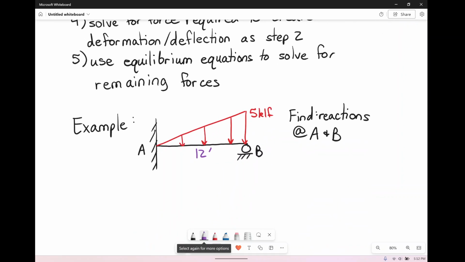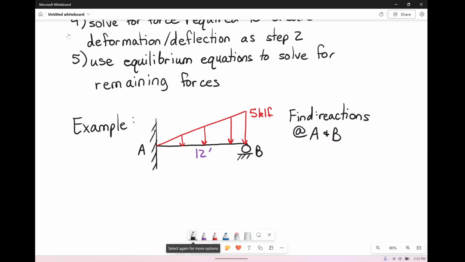So for this one, we're going to make it a little bit more fun than that. Now we have a fixed end and a roller. Again, you can argue it's kind of a common thing to just throw on an extra support just because you don't want deflections, right? So we have a fixed end and we have a roller. And we have this linearly distributed load. And we want to find the reactions at A and B.